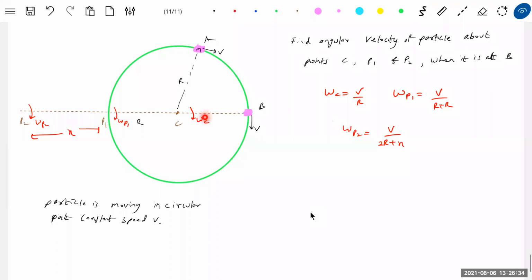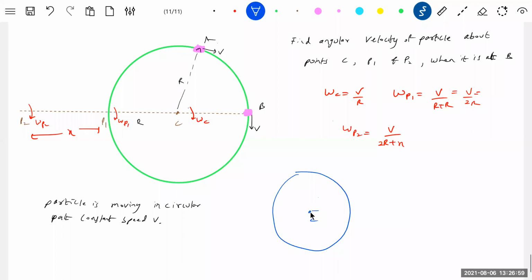So if a particle moves in a circular path with a constant speed v about its center, then what will be the angular velocity about any point on the circumference? It will be V by 2R. If V by R is omega C, about any point it will become half of that one. Not only like this, we can conclude here now.